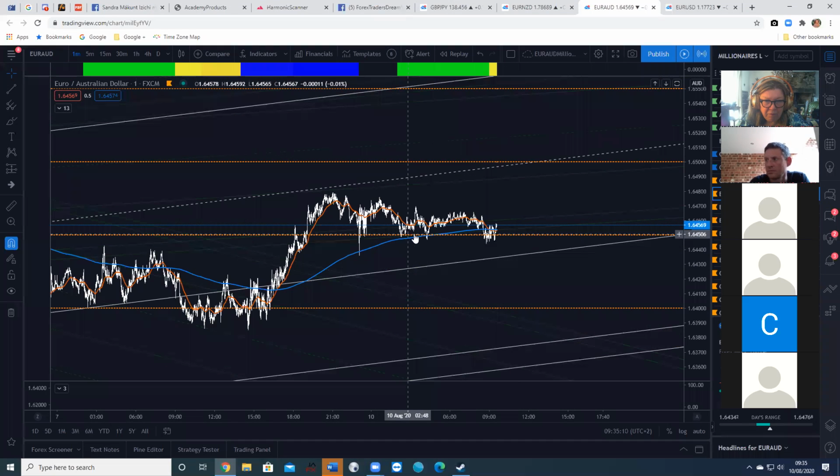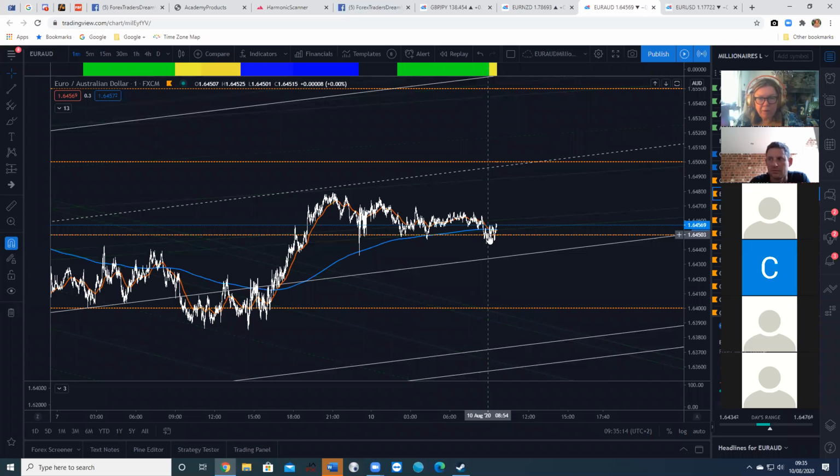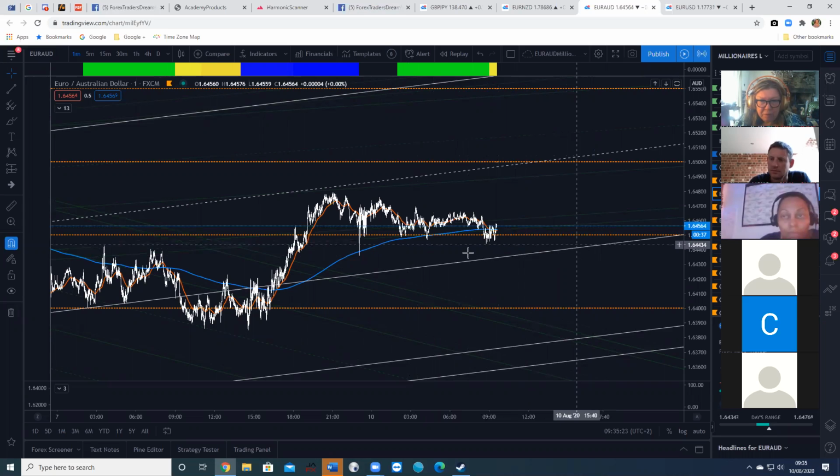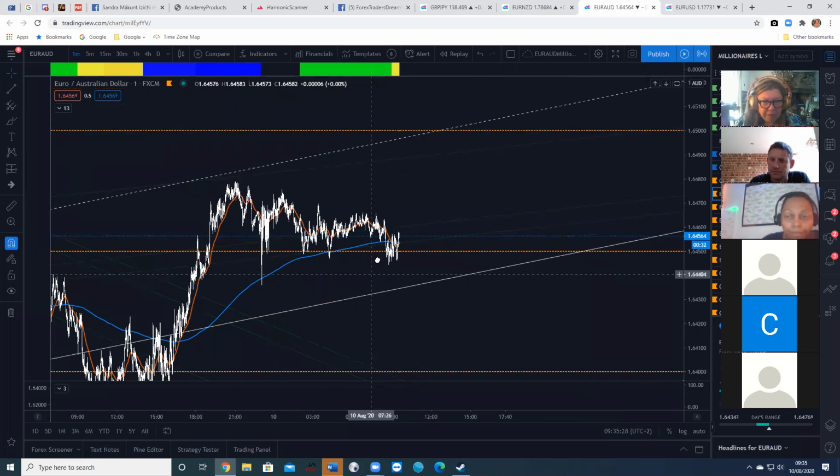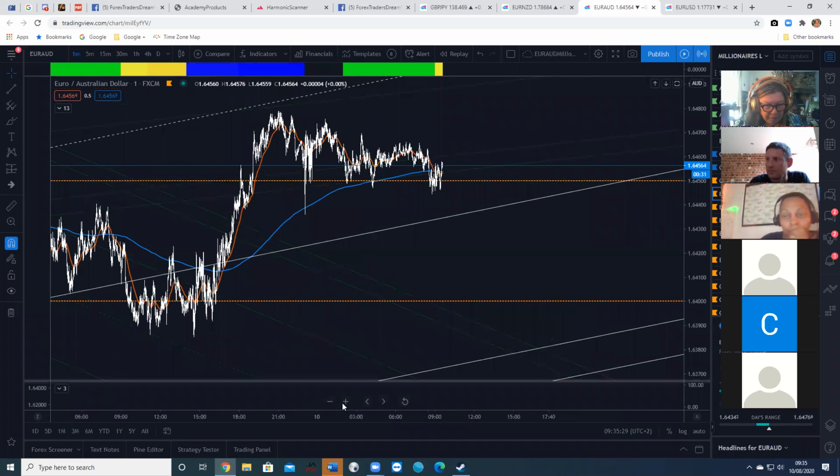1, 2, 3, 4, 5, all those rejections off quarter theory showing that it wants to buy, and we're above that very nice sort of sandwich, sort of cheese wedge of the pitchfork as well. So I'm liking the look of that for a buy as well. Let's just magnify that.